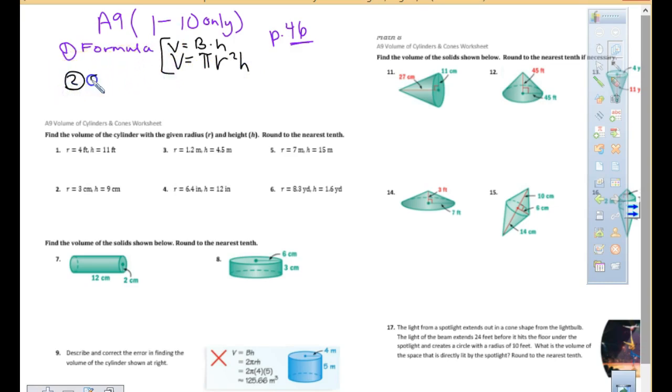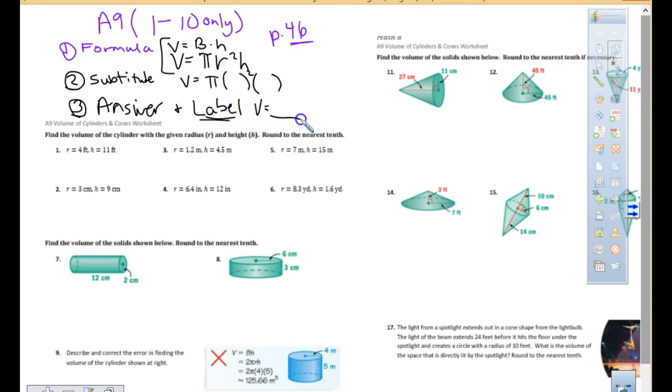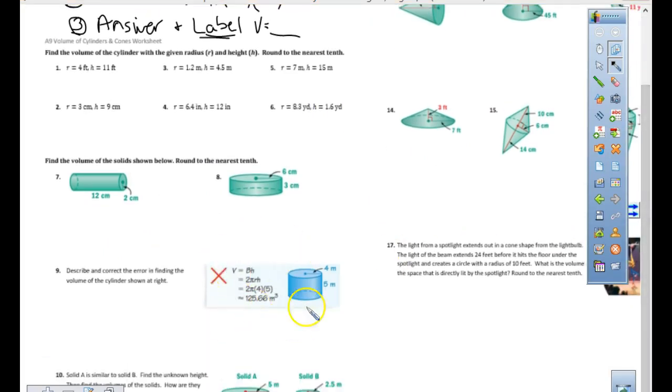Next thing I need you to do is show me what you substituted. So you're going to tell me volume equals pi. You use the pi button on your calculator. And when you put down your answer, what do I always need with it? The cubed label. So you'll put volume equals, you'll tell me a number, and then you'll put feet cubed, meters cubed, yards cubed, okay? When you get down to question 9, you're trying to find the mistake. They did a mistake in the problem. Sometimes the mistakes are right at the beginning, okay?